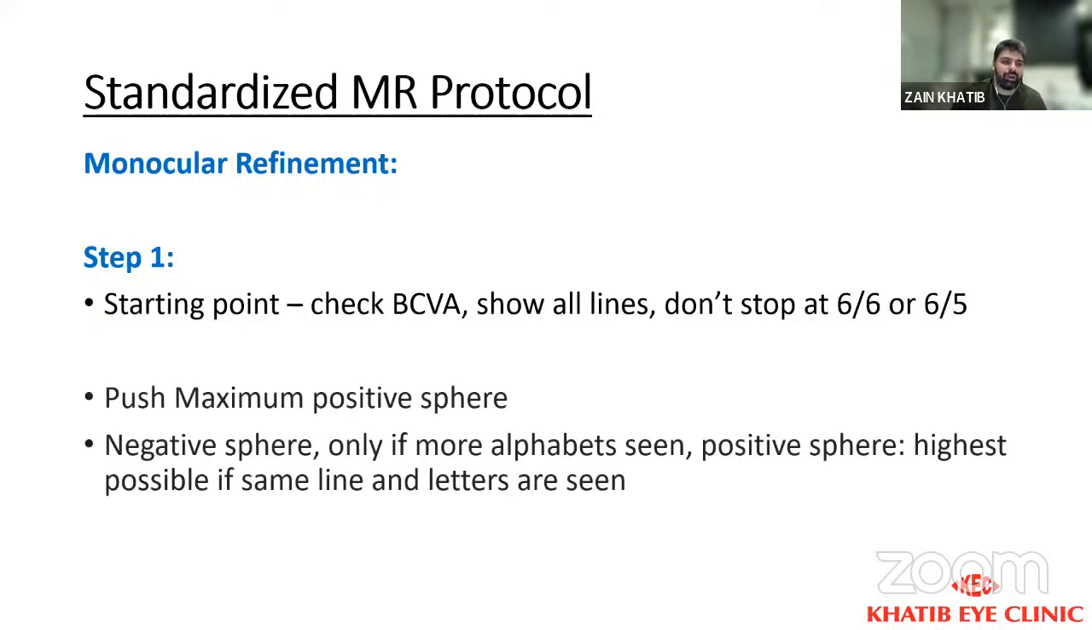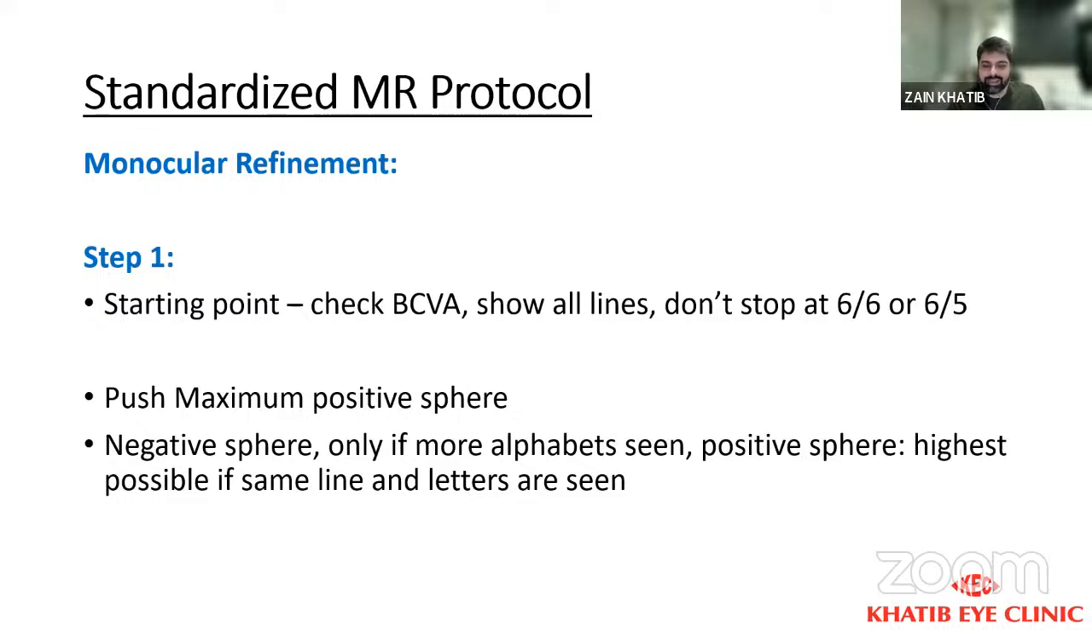The first step is to modify the sphere. So always try to push maximum positive sphere and minimum negative sphere. How do you do that? For example, if you've got a refraction at minus 2.75 sphere, and the patient is reading the best line possible as say 6 by 5, you make that 2.75 as 2.5 and ask the patient, is this blurring the vision slightly? If the patient says no, then your refraction shifts from 2.75 to 2.5. If they say it's blurring the vision slightly, you go back to 2.75.